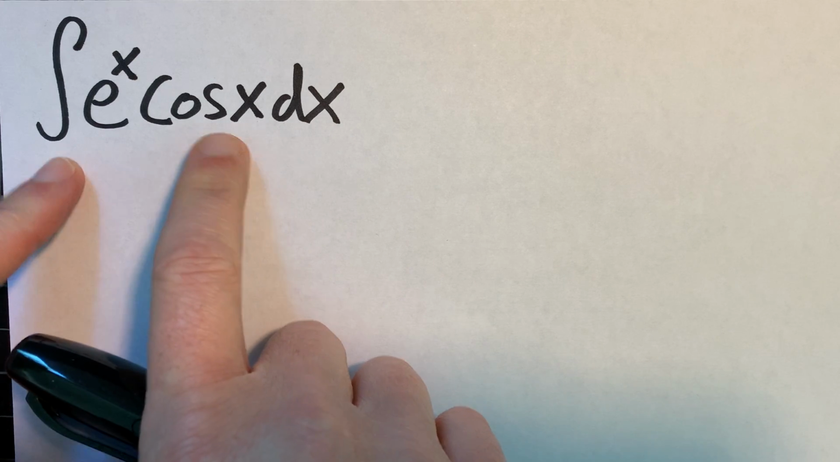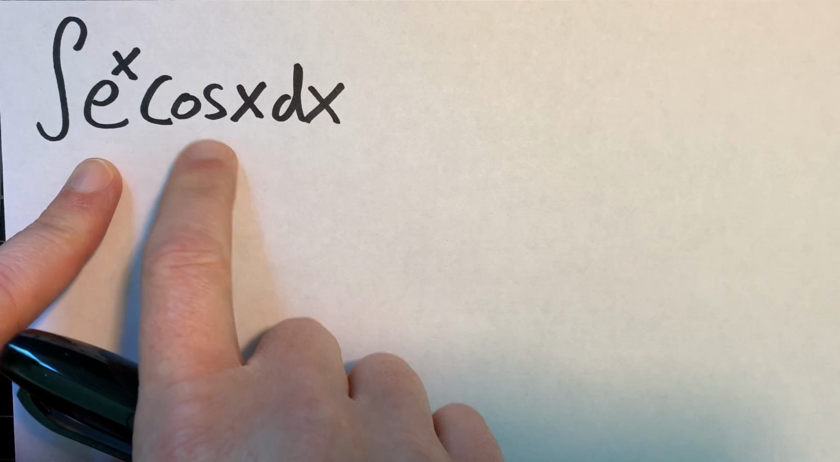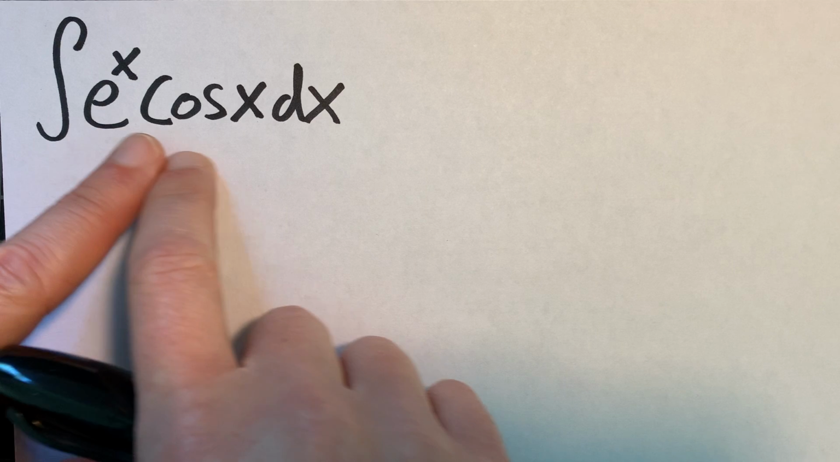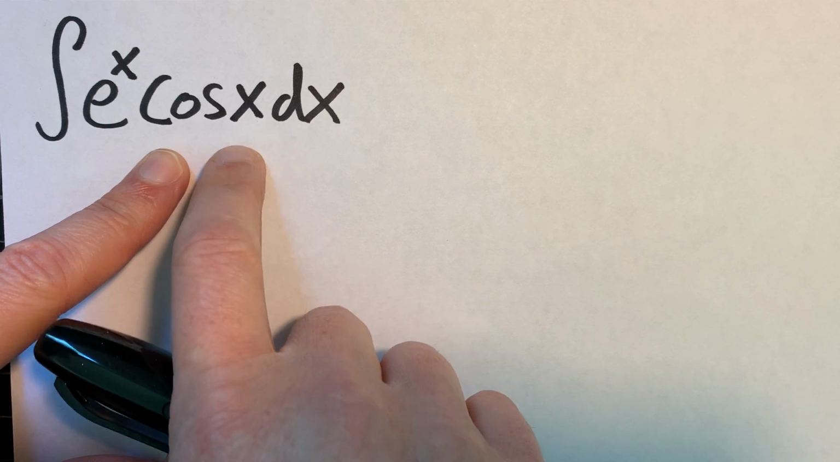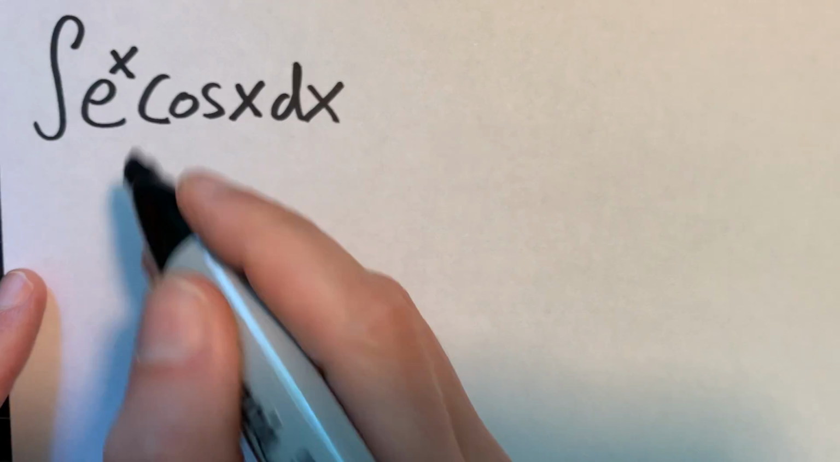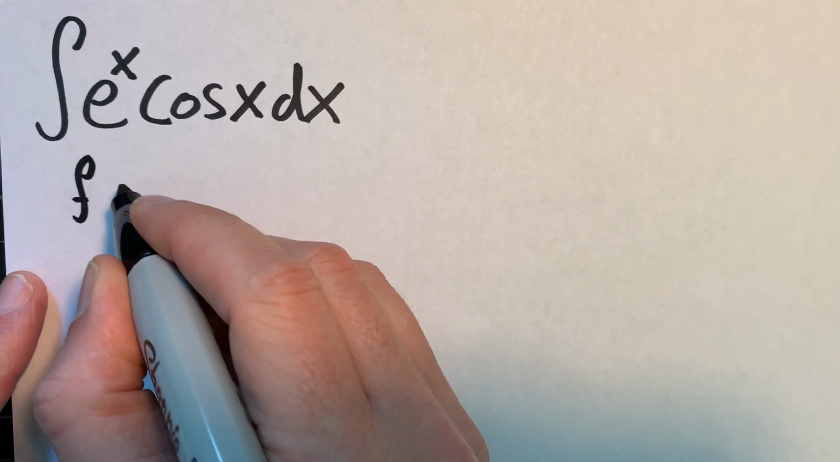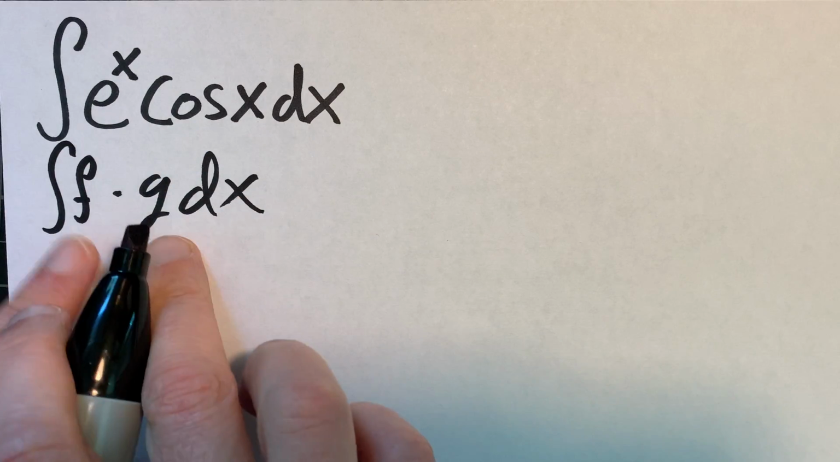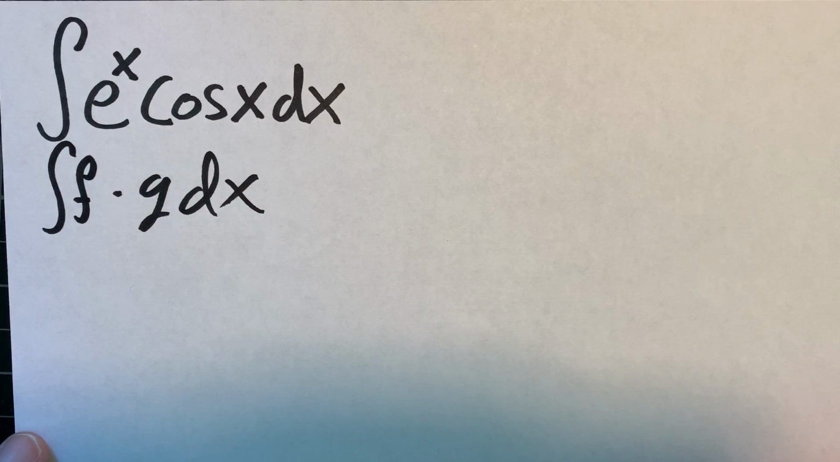And the way I'm going to evaluate it is I'm going to think of e to the x as a function and cosine as a different function. So I'm going to think of this as just two functions being multiplied together. So it's kind of like f times g dx. That's what I'm going to think of. So I'm going to think of it as multiplied, okay?